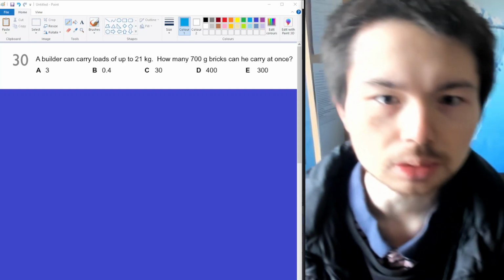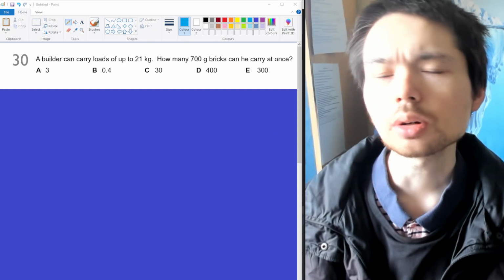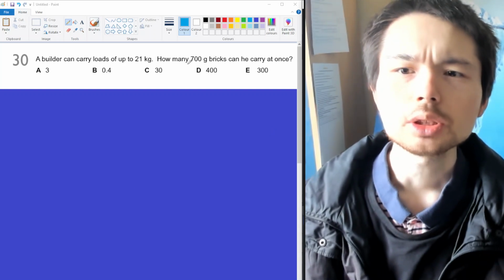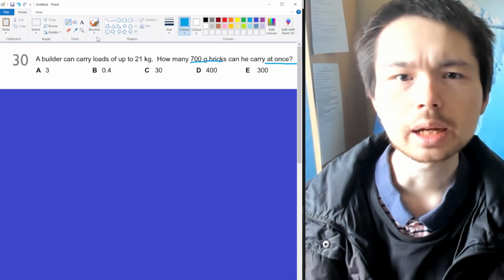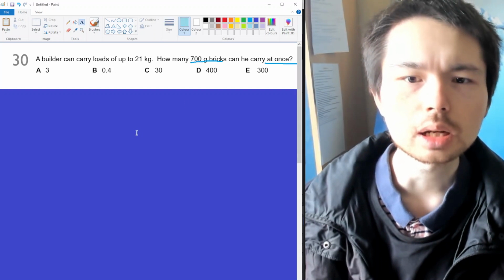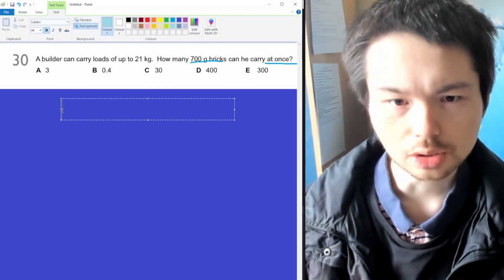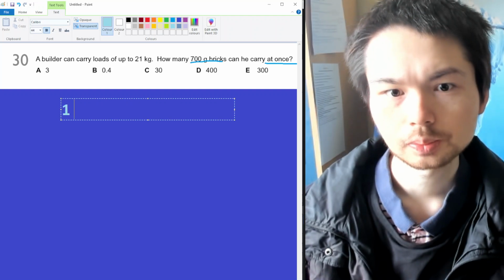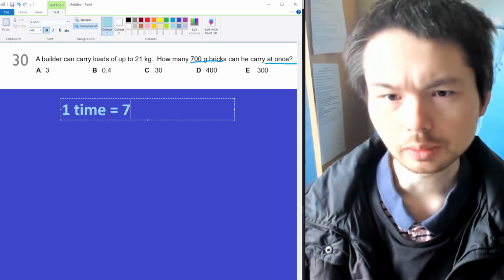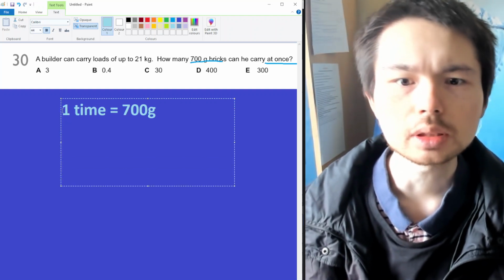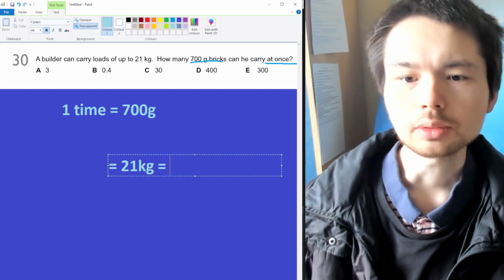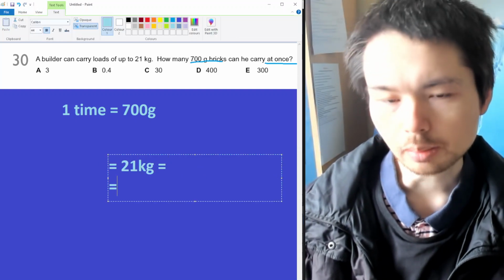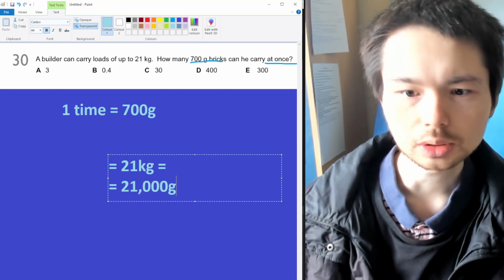Question 30. A builder can carry loads of up to 21 kilograms. How many 700 grams bricks can he carry at once? Let's look at the blue underline first. Each time, once, is equal to 700 grams. Put underneath 21 kilograms, but in maths we should change it so the numbers match. 21,000 grams.